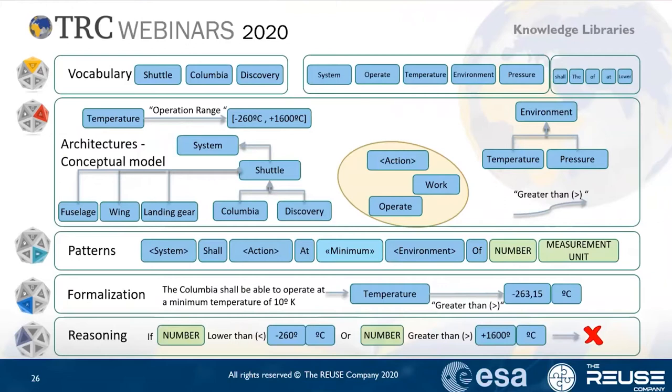So this is a brief and probably a little bit stupid example following these five layers in the space domain. So the first layer is the vocabulary. If you can see, by the way, I can draw this vertical line, because whatever is to the right of this vertical line is what we call common English. And this is normally what you can find in every one of our databases. When you take one of our databases, one of our ontologies out of the box, then you will find concepts like system, operate, temperature, environment, pressure, and also these little words like shall, they, so modal verbs, prepositions, determiners. So all this is part of any of our databases or ontologies out of the box.